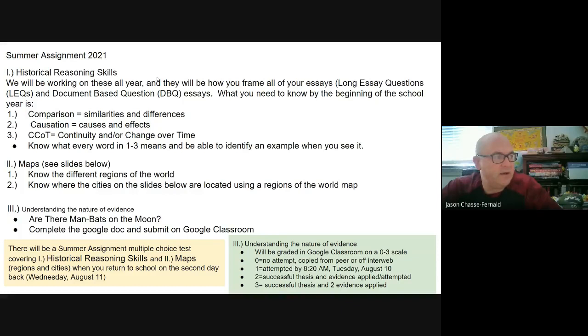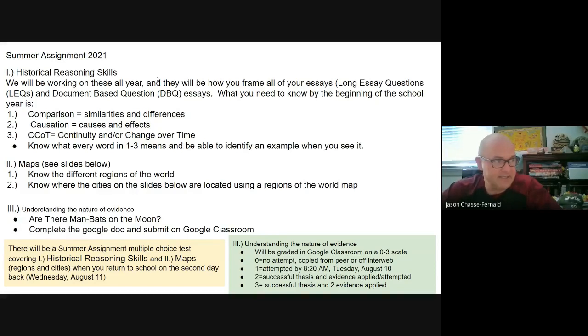So what we call the historical reasoning skills, right? And these are things that we're going to be working on all year. They will be how we frame all of your essays, whether you're talking about your long essay questions or your document-based essay questions. It's also how I frame most of the class lectures. So this is one of those things where almost every day we will be applying these skills. All right, so these are the fundamental skills of our course. So just want to make sure you know what they mean, right, and how they're applied.